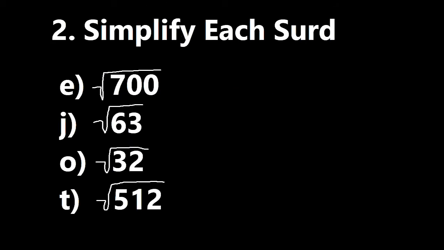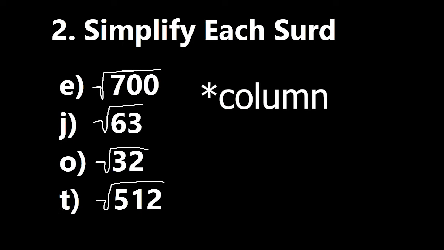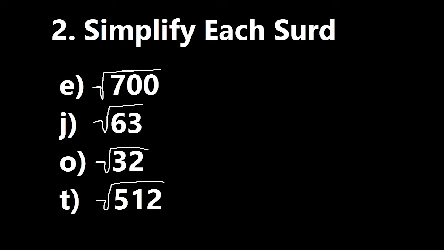Okay, so question 2 now. Now remember, the reason why these look funny is because we're doing the last row of each question. So let's get started with question E. So simplify each surd. Now I can see, because this is an ugly number, I'm going to need to simplify it, most likely using my rule 2.